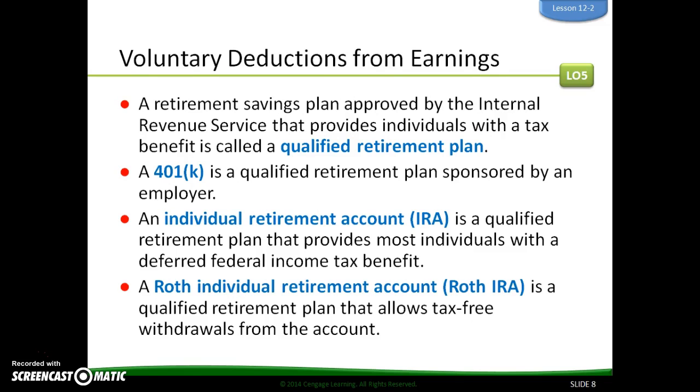All right, so in addition to the required withholding for Social Security and Medicare, employers also can opt to have some voluntary deductions from earnings, and this is pretty key for employees to be able to pay money on earnings pre-tax. So first of all, just a couple of vocabulary items. A qualified retirement plan is a retirement savings plan that's approved by the IRS, and it allows participants to take advantage of some tax benefits.